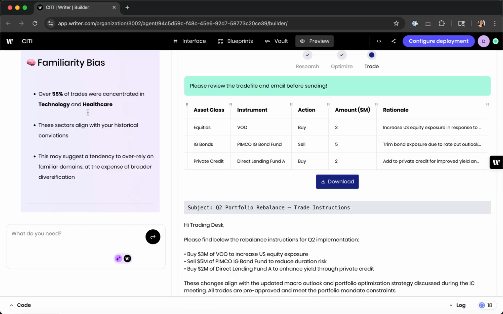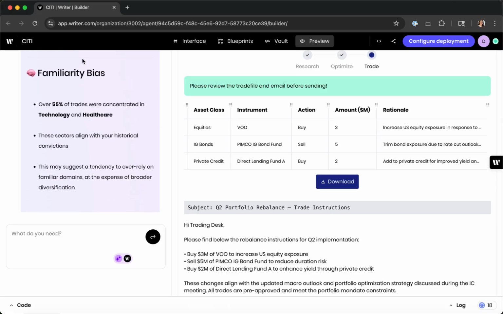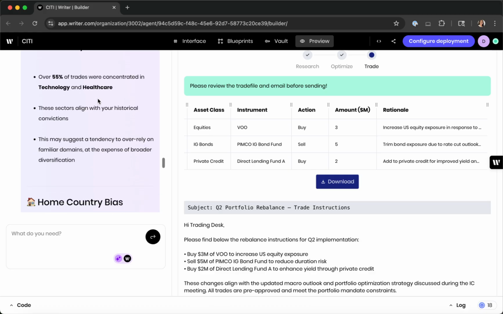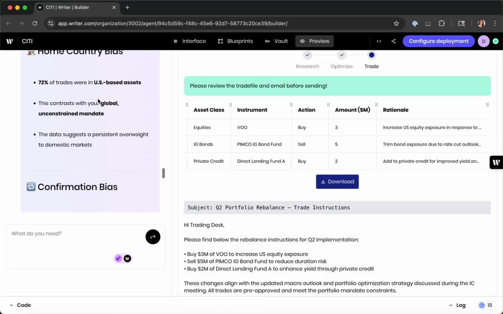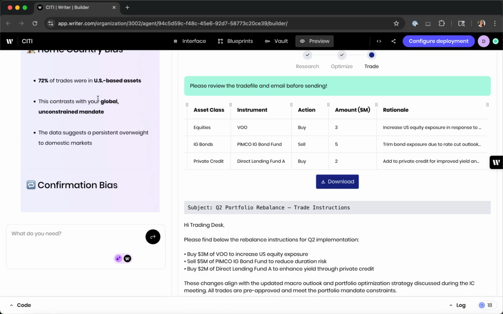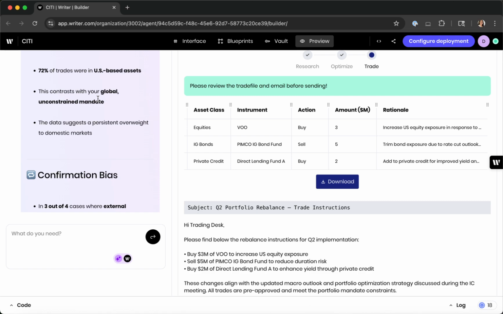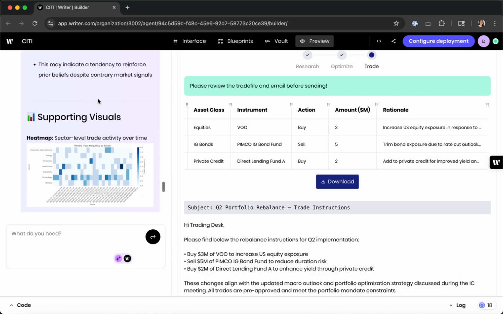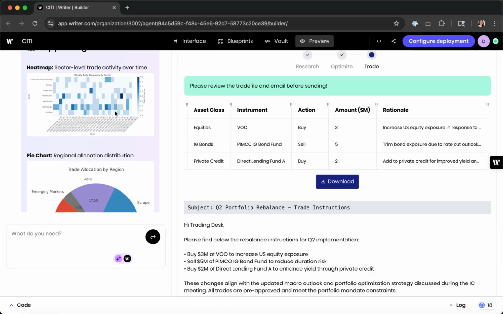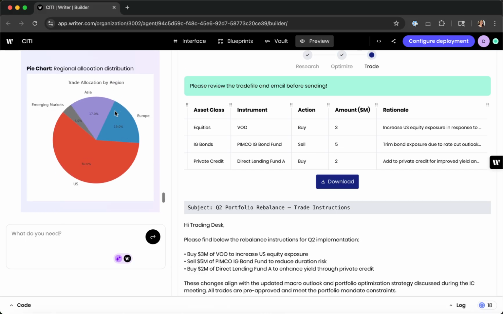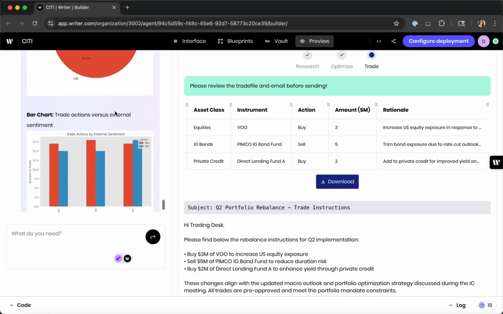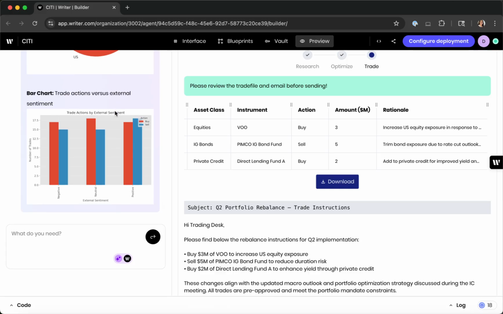So it looks like based on the trading history, there seems to be some familiarity bias because over 55% of the trades were concentrated in tech and healthcare. There was some home country bias, with 72% of the trades being US-based trades, some confirmation bias, as well as some visuals like a sector level trade activity heat map here, trade allocation by region over time.